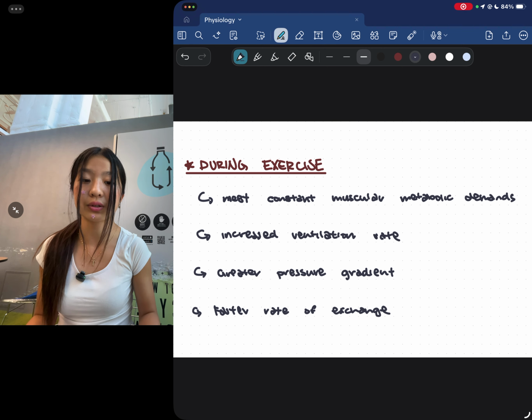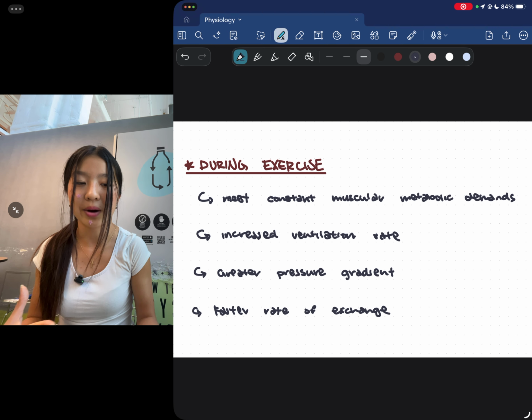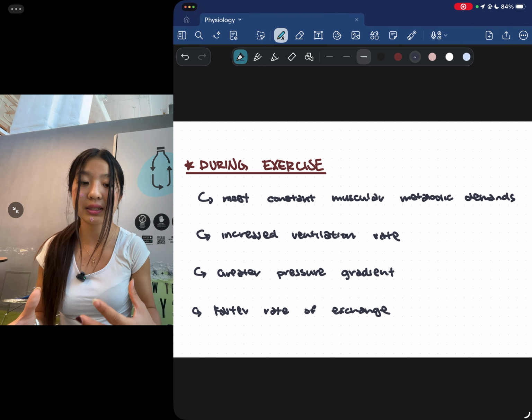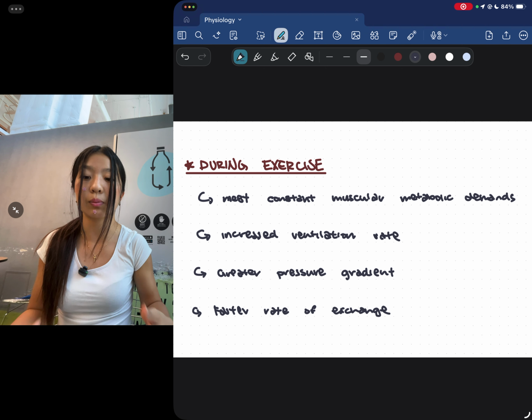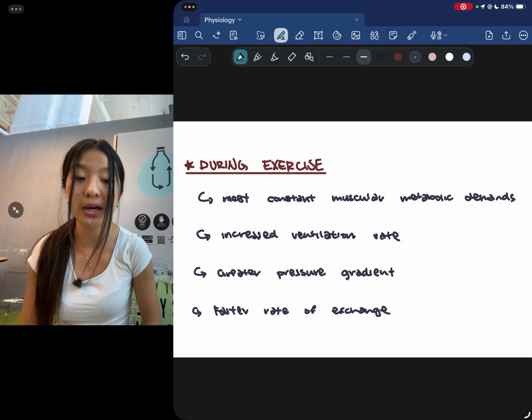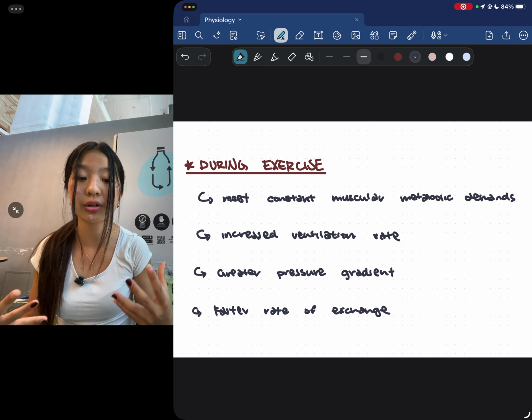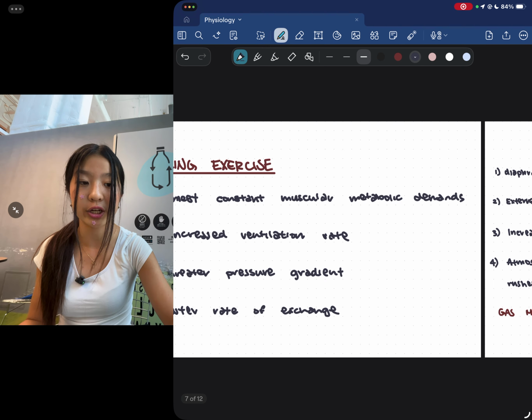And then during exercise, to meet constant muscular metabolic demands, there's increased ventilation rate because we want to continue supplying our muscles with the amount of oxygen that they need, which means there is a greater pressure gradient created and a faster rate of exchange.